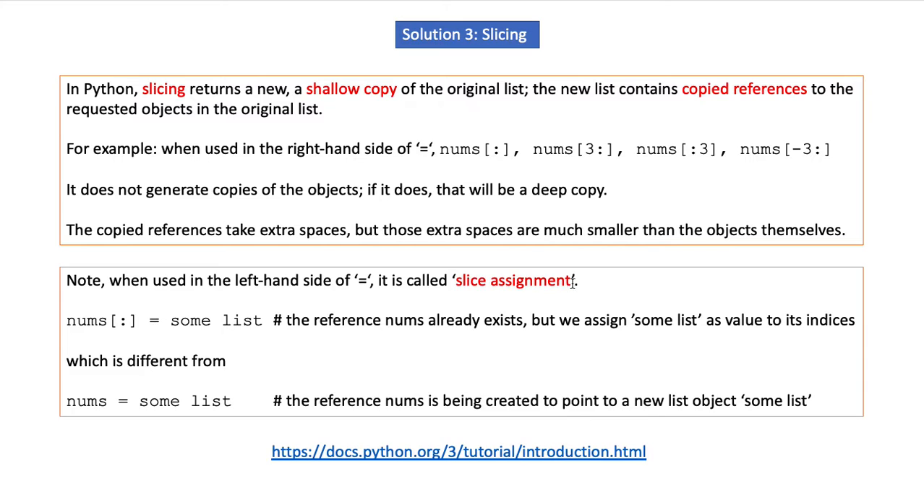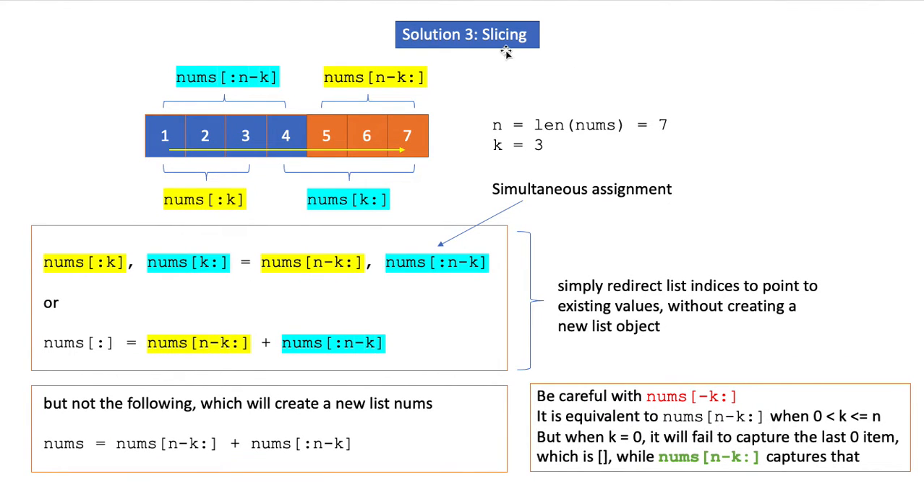Importantly, slice assignment is different from list assignment. In list assignment, as in here, there may be a new object being created and the reference nums is being created to point to the new object, but in slice assignment, the reference nums already exists, and we just reassign values to its indices. Now, let's see how slicing can be applied to solve this question.